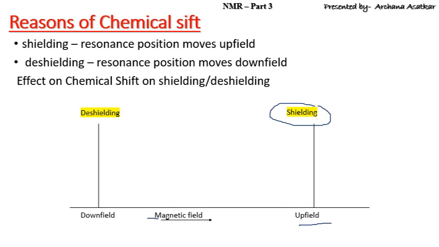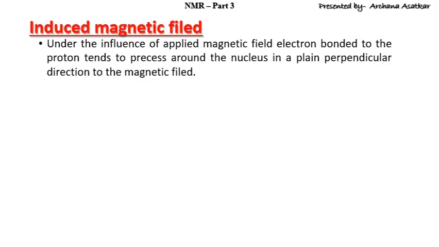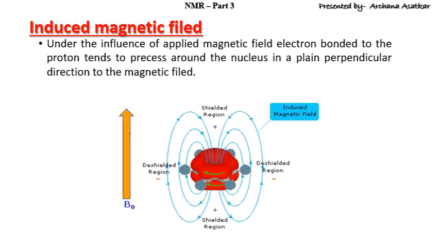However, when the electron density or the electronic environment around the proton is less, that means some electron withdrawing group is present around the proton or nucleus, it will feel a deshielding effect. It will experience less magnetic field than is actually applied. So the shift will be downfield, and we will get a high ppm number or high chemical shift.